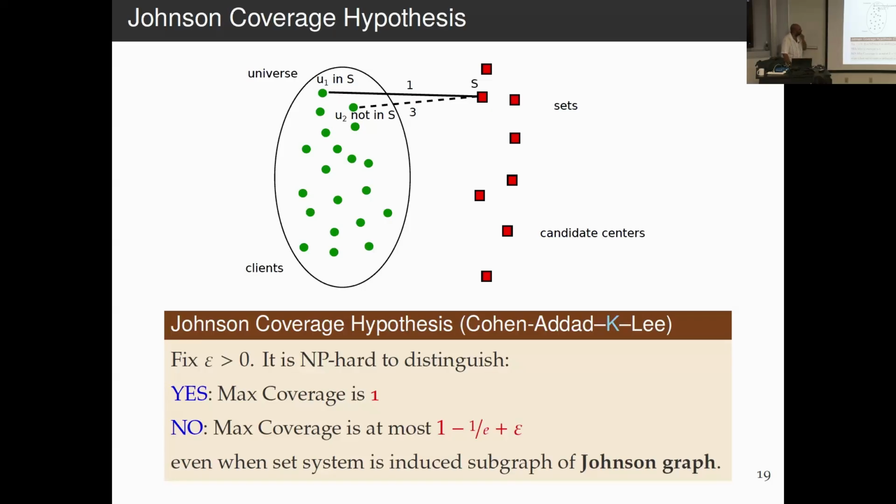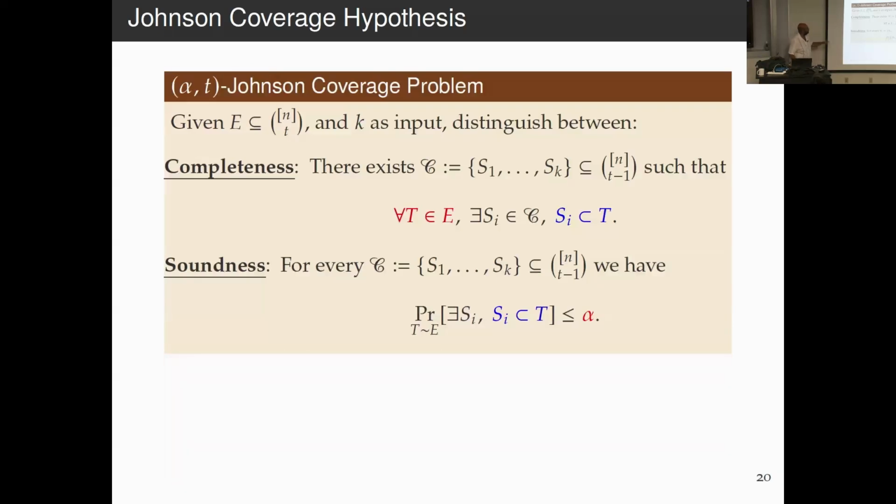Okay. So I'm going to make this more precise by introducing what is called the Johnson coverage problem. Your input is a universe of size n and a collection of t-size sets of this universe. Your goal is to find t minus 1 size sets. Every t minus 1 size set can either be contained in a t-set or not. When it is contained, we say it hits that t-set. In the yes case, there are k many t minus 1 sets that hit every one of the input t-sets. And in the no case, any choice of k t minus 1 sets is going to hit at most an alpha fraction of the input t-sets.